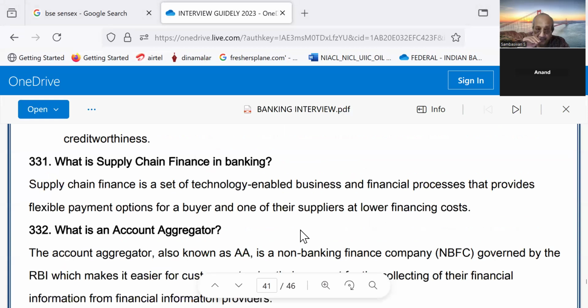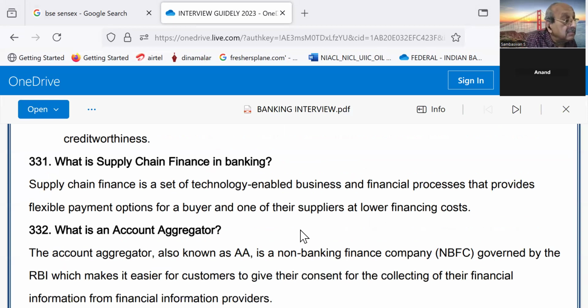What is supply chain finance in banking? Supply chain finance is a set of technology enabled business and financial processes that provides flexible payment options for a buyer and one of their suppliers at lower financing cost.